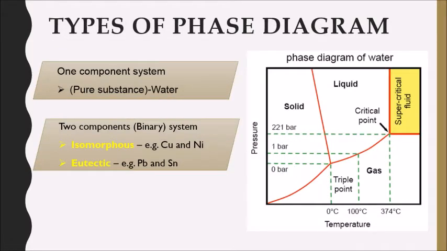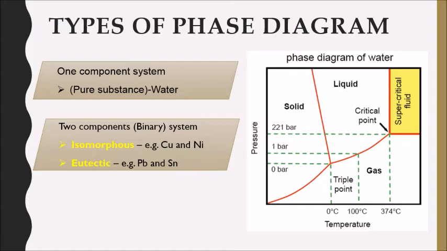There are two types of phase diagram. First is the one component system, which is a pure substance, for example water. The second one is the two component or binary system, which is isomorphous, for example copper and nickel, and eutectic, for example plumbum and Sn.